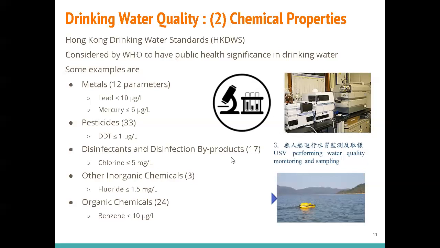Also disinfectants or disinfection byproducts. Chlorine, right, is something you smell in the swimming pool. Or other inorganic chemicals like fluoride. Actually, in our drinking water, we have that. The government adds fluoride into our drinking water on purpose. It's for dental health. And also organic chemicals, some carcinogenic material like benzene here. So this is how they do the measurement. They have an unmanned small boat, and they go to take the sample in the water body and then take that back to the lab.